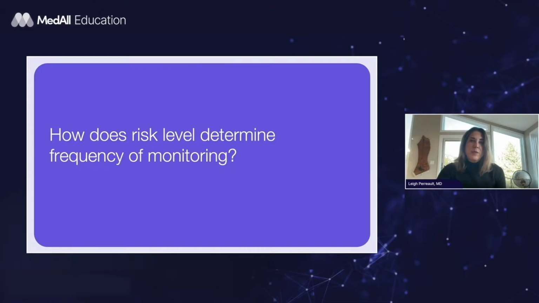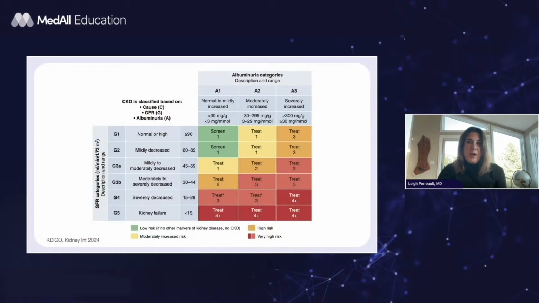So how does the risk level determine the frequency of monitoring? Indeed, the progression of the UACR not only determines how concerned we are, but how often we actually measure it. So again, here we are with Sam, his eGFR being 55. And if that UACR comes out to be less than 30, we might check it once a year. If it's between 30 and 300, we would probably check it twice a year. And if it was greater than 300, checking it three times per year.